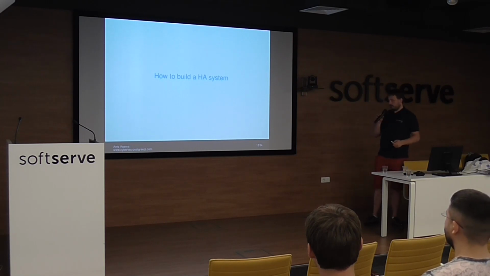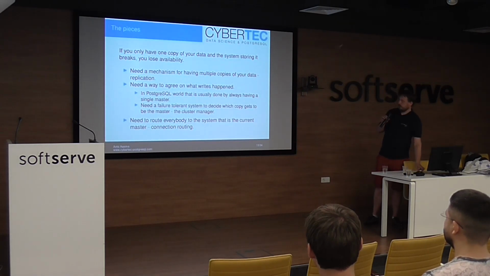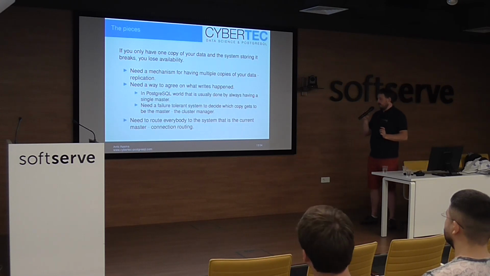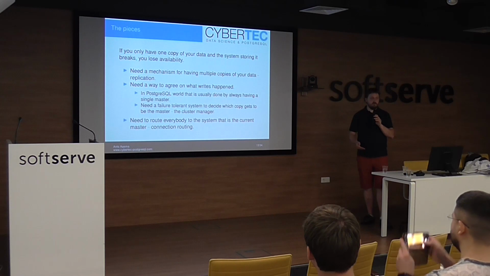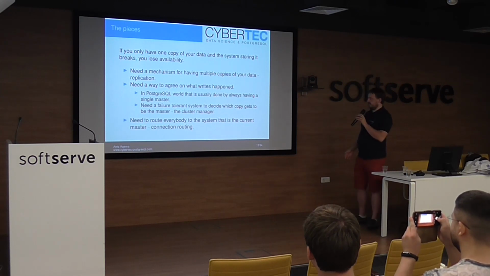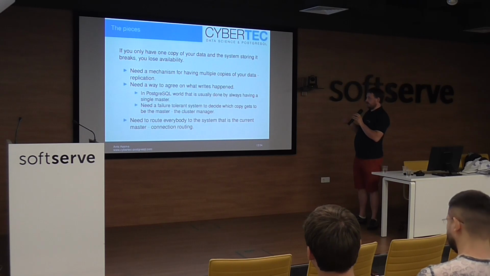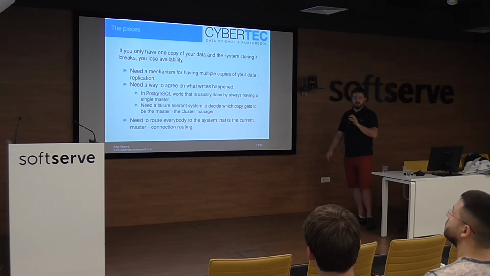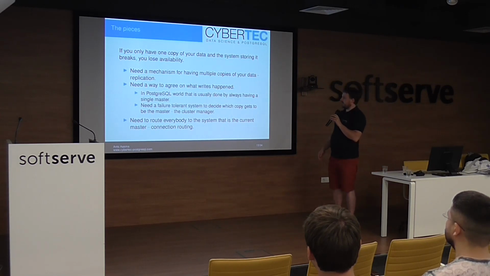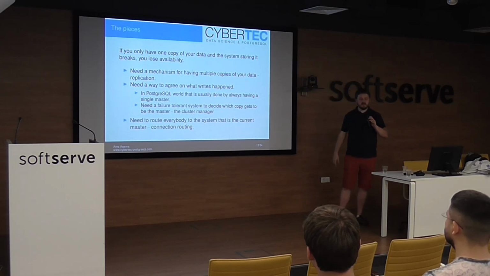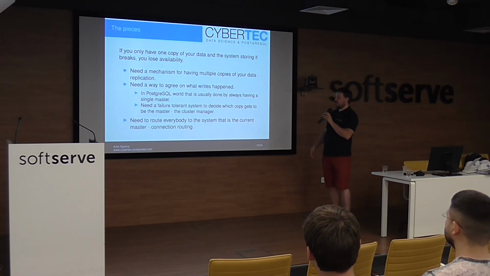All right, how to build one? So the main point is if you only have one copy of your data and the system that is storing this one copy breaks, you lose availability. Simple as that. So first thing you need is some way to have multiple copies of your data. That is replication. And if you have multiple copies, it's like the man with two watches. He never knows what time it is because they might be showing different time. So you might need to agree on which copy of the data is correct.